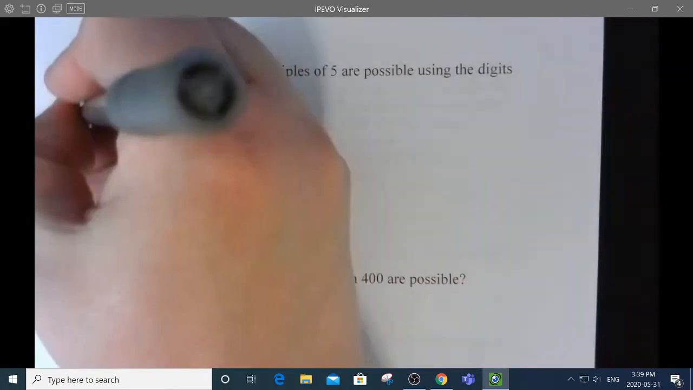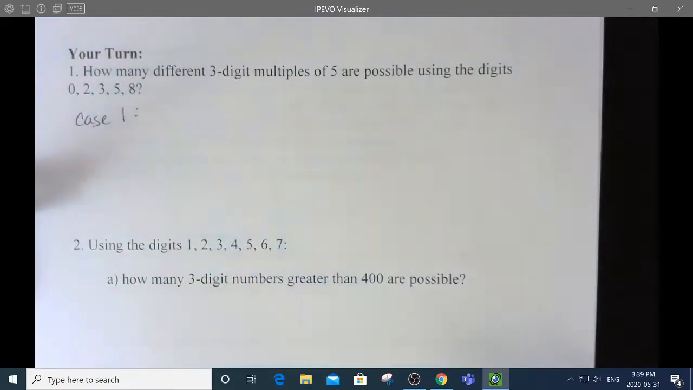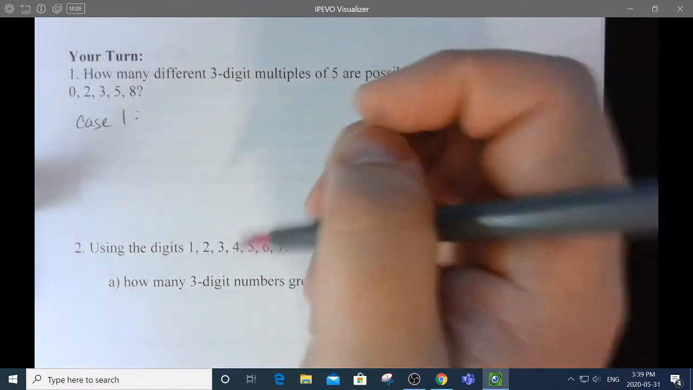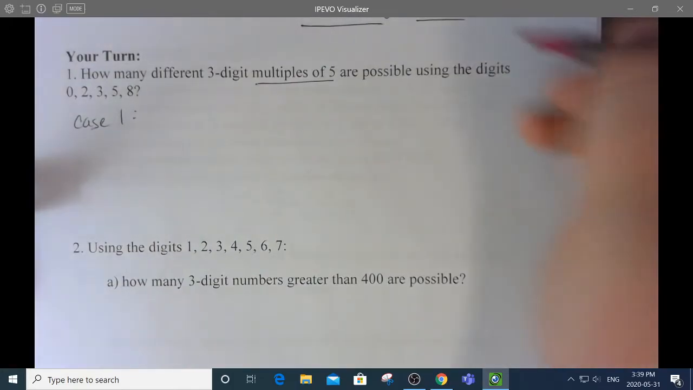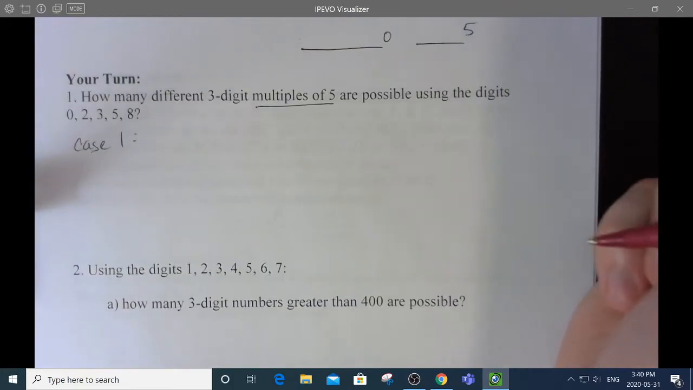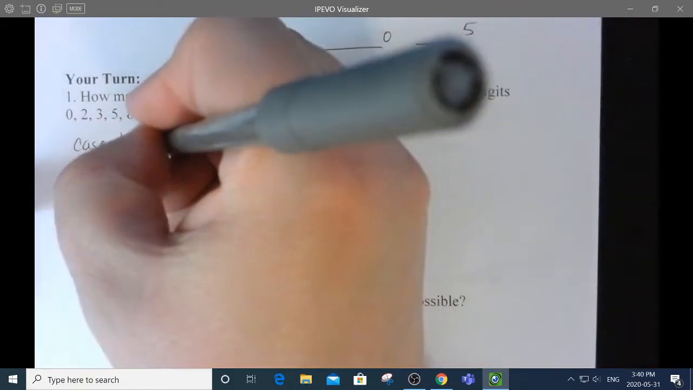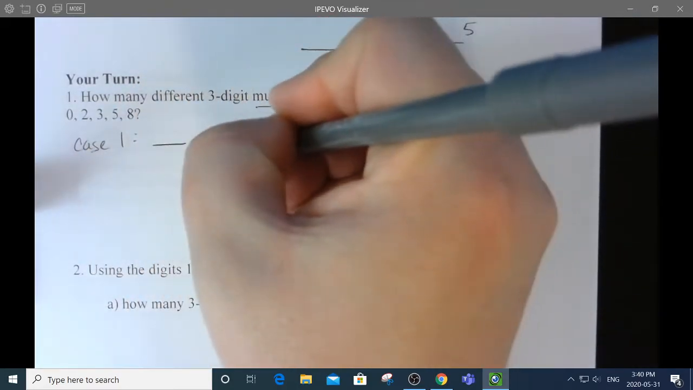So case 1, what do you think case 1 is? Case 1 will be that we end in a 5, right? Because if you're a multiple of 5, you have to end in either 0 or 5. The only numbers divisible by 5 end in 0 or 5. So in case 1, we're going to end in a 5.